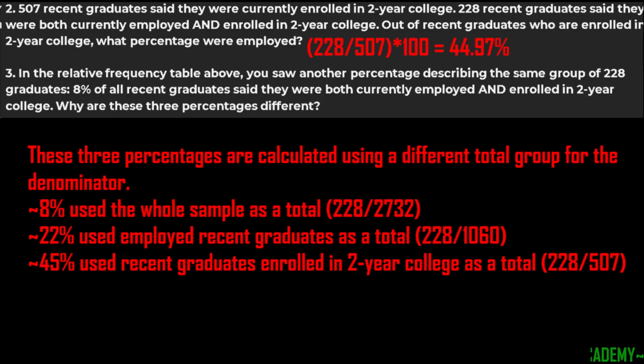So it says 8% use the whole sample as a total. So 228 divided by 2,732. And then it says 22% used employed recent graduates as a total, which is 228 divided by 1,060. And lastly, it says the 45% used recent graduates enrolled in two-year college as a total, which is going to be that 228 divided by the 507. Again, each of these fractions are multiplied by 100 to get your approximate percentages.